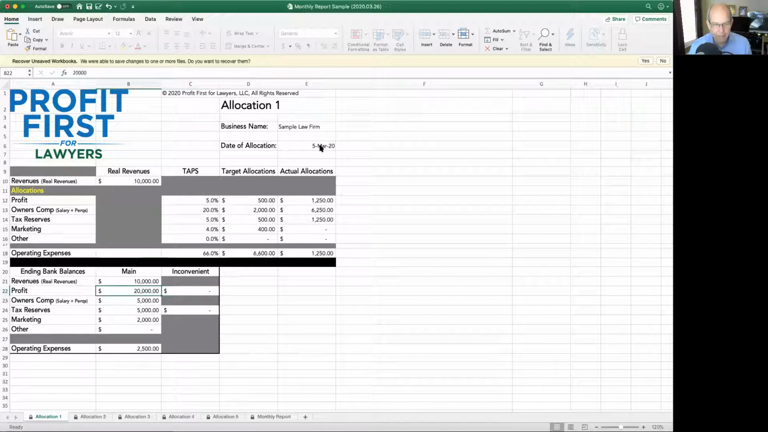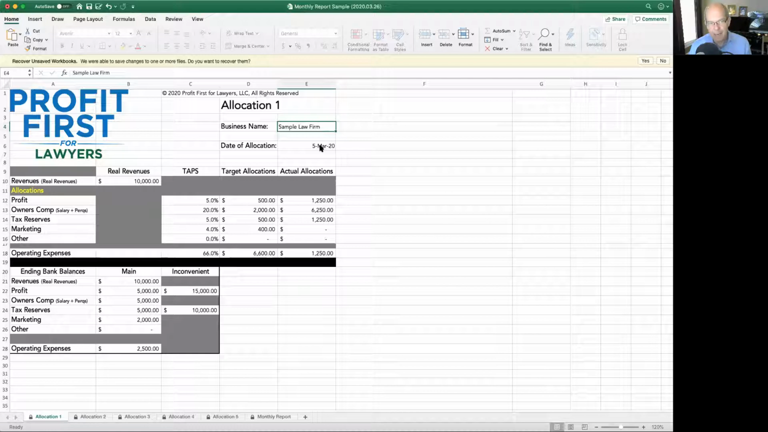Let's say, in fact, we're going to reduce it. We're going to say the profit account local had 5,000 and the inconvenient account had 15,000. This is the account at another bank where we're stashing our profits and our tax reserves, so we keep them far, far away from the business.